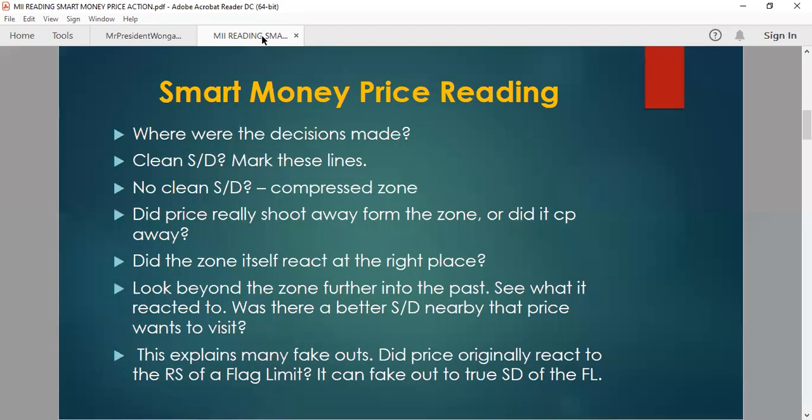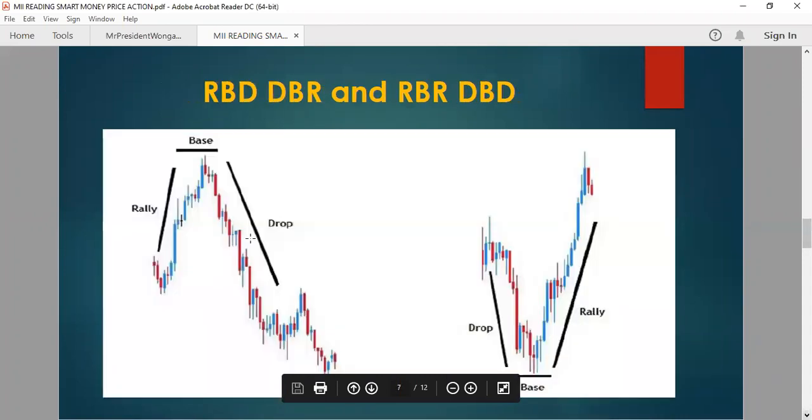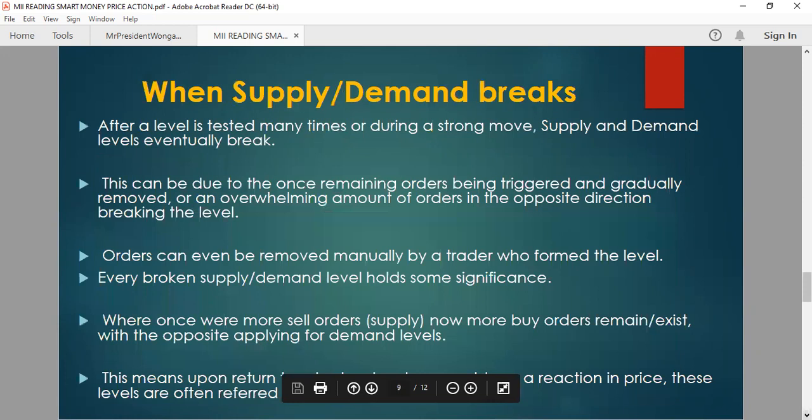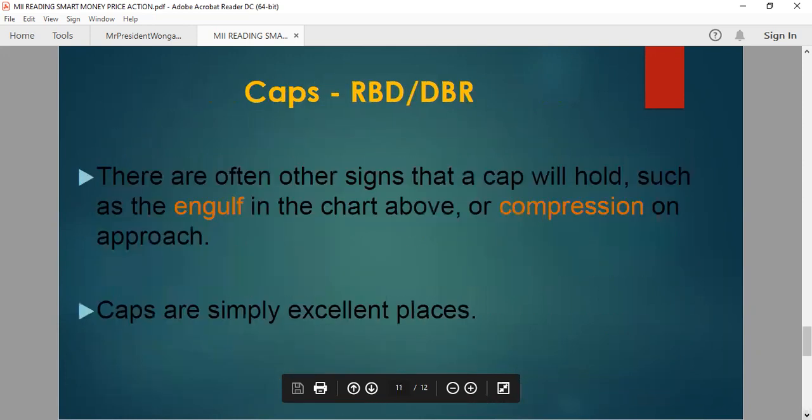So just to explain them a bit so that you know what we're talking about. We are talking about these levels. So this is rally base drop. When the price does rally base drop and drop base rally, they help us identify the buy zone, the sell zone, the demand zone, and the supply zone. And this is drop base drop, and this is rally base rally. These are important key levels that help us mark our supply zone and our demand zone.